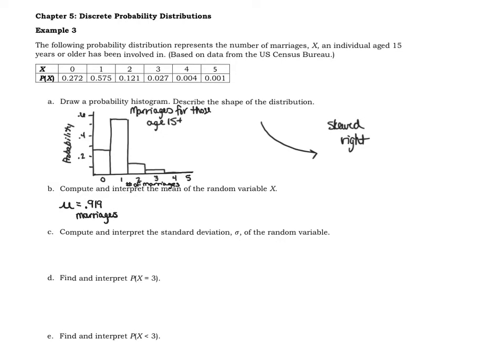Then we need to interpret that, okay? Interpret the mean. So what this means is for those age 15 and older, so I'm going to do just 15 plus, the average number of marriages a person has been involved in is 0.919, okay? So that's how many marriages the average person has been involved in.